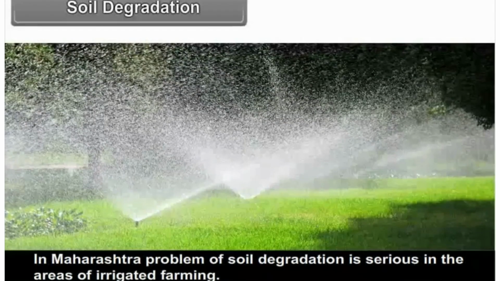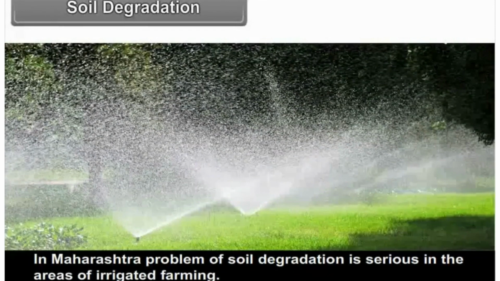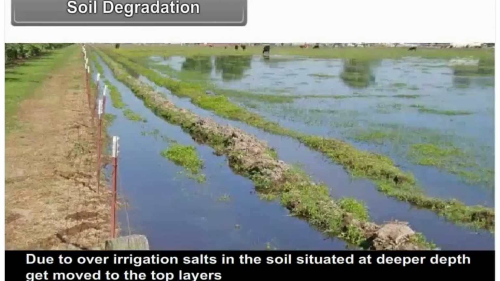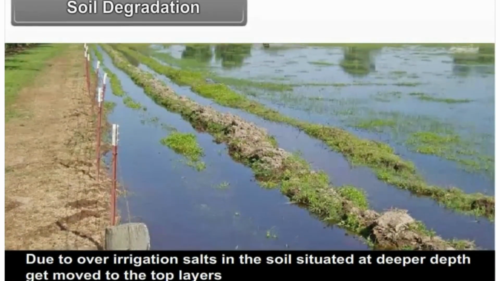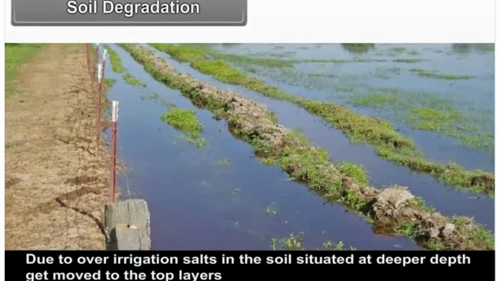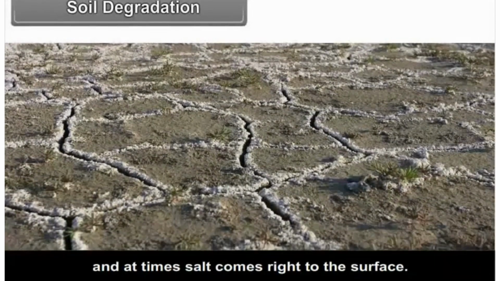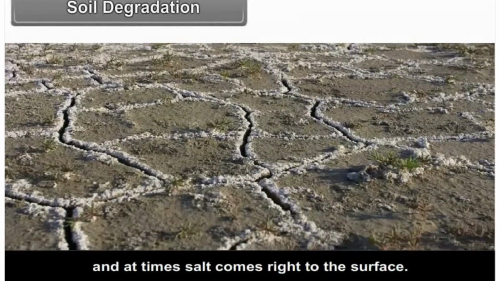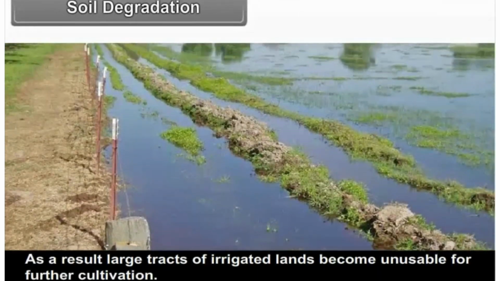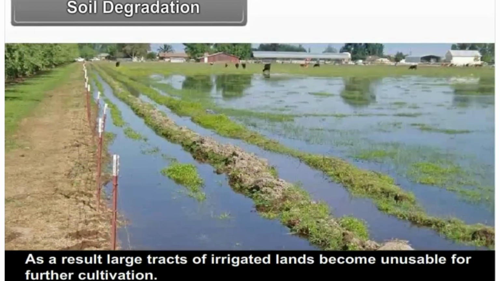In Maharashtra, the problem of soil degradation is serious in the areas of irrigated farming. Due to over-irrigation, salts in the soil situated at deeper depths get moved to the top layers, and at times salt comes right to the surface. As a result, large tracts of irrigated lands become unusable for further cultivation.